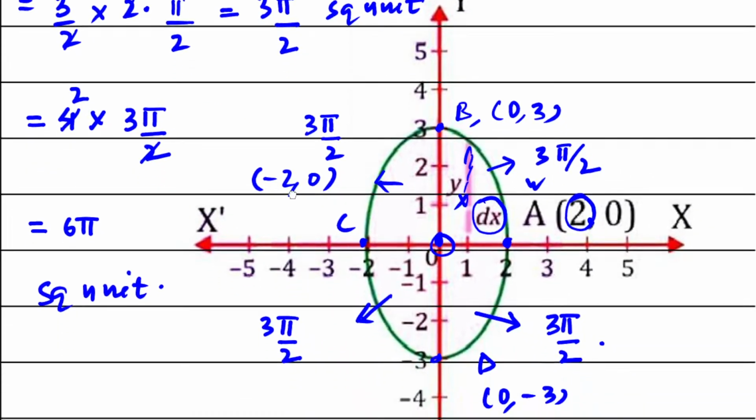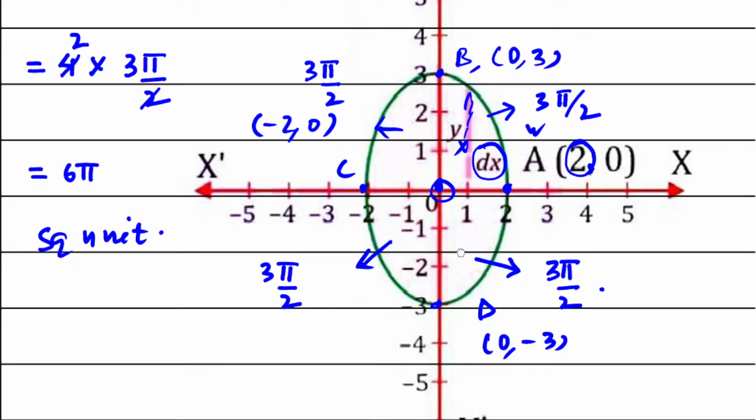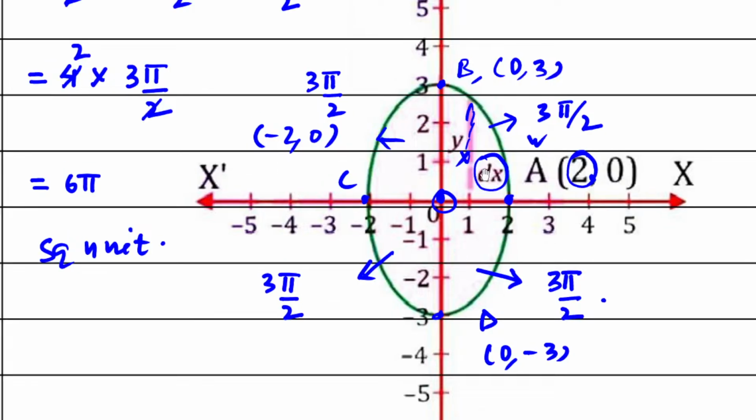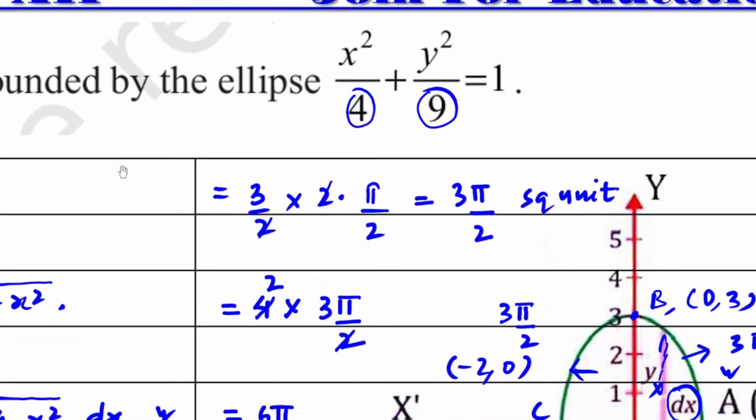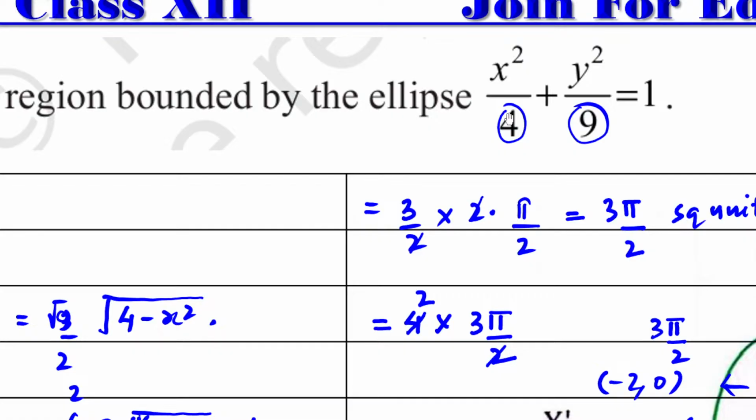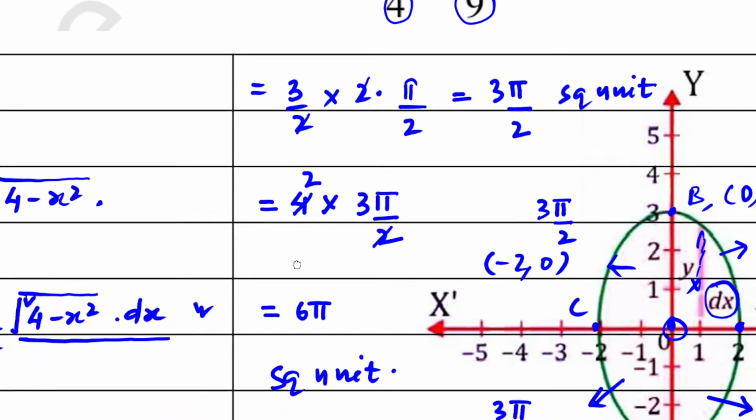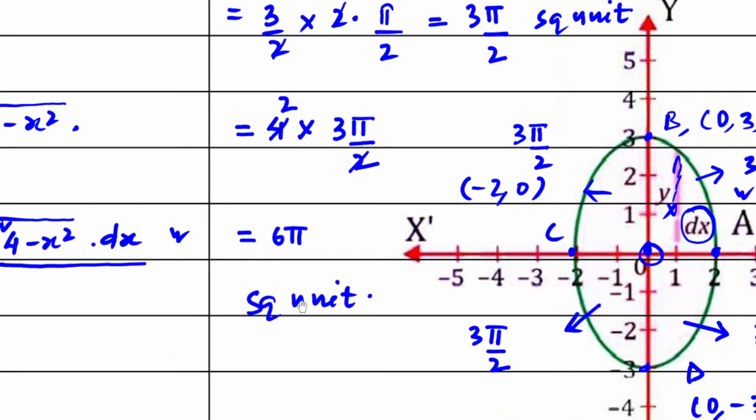So this is the area of OA, and it will be the same for each part. The area of each part in each quadrant will be the same. Therefore, this one is multiplied by 4 and we get the area of the region bounded by the given ellipse. So this is 6 pi square unit. Is there any problem understanding the solution of this question?